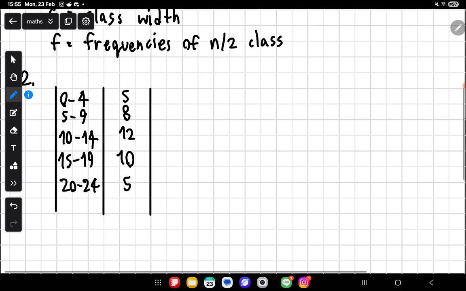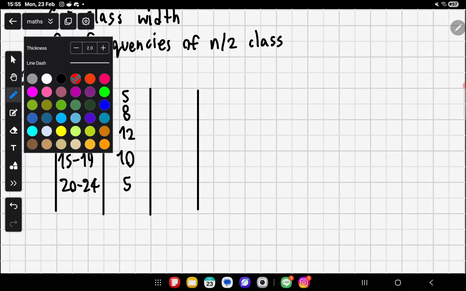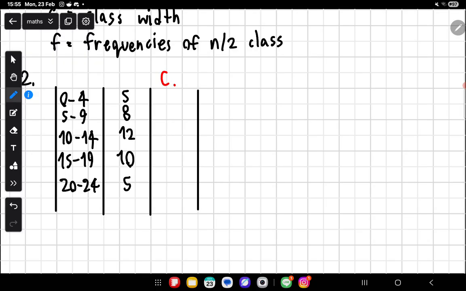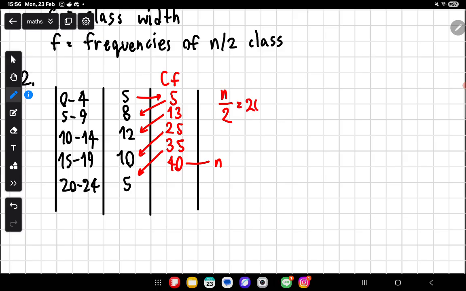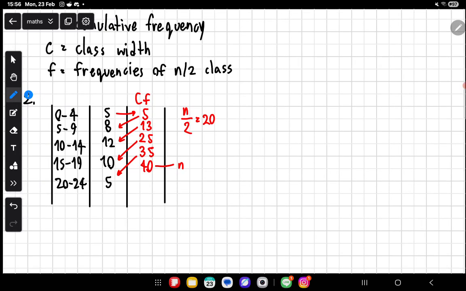Now, what do we do? As I stated in example number 1, draw a new line. That is our cumulative frequencies. Take 5 from here, making 5. Add 5 to 8, making 13. Add 13 to 12, making 25. Add 25 to 10, making 35. Add 35 to 5, making 40. 40 is our n. So n divided by 2 is equal to 20. Because n is equal to 40, so n divided by 2 will equal 20.